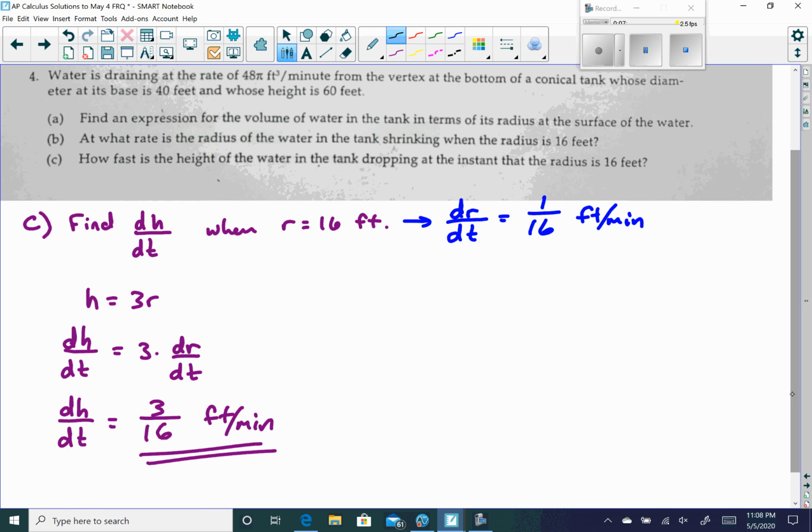h is equal to 3r. dh over dt is equal to 3 times dr over dt, so it's just 3 times 1/16 or 3/16 feet per minute. All right, so these were the solutions to these two free response questions.